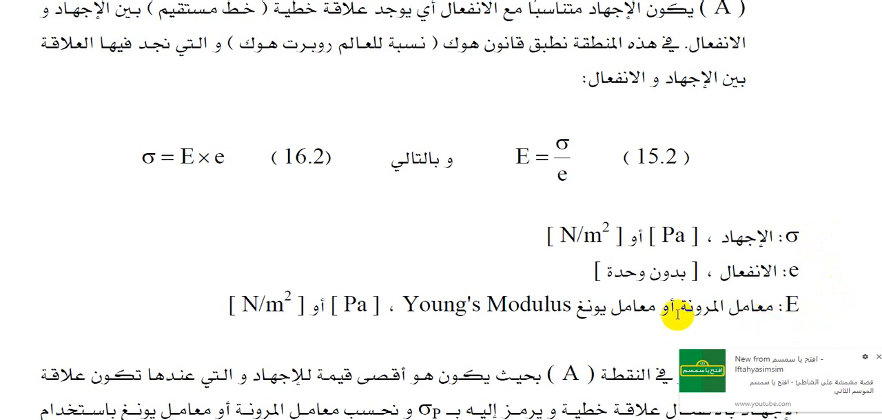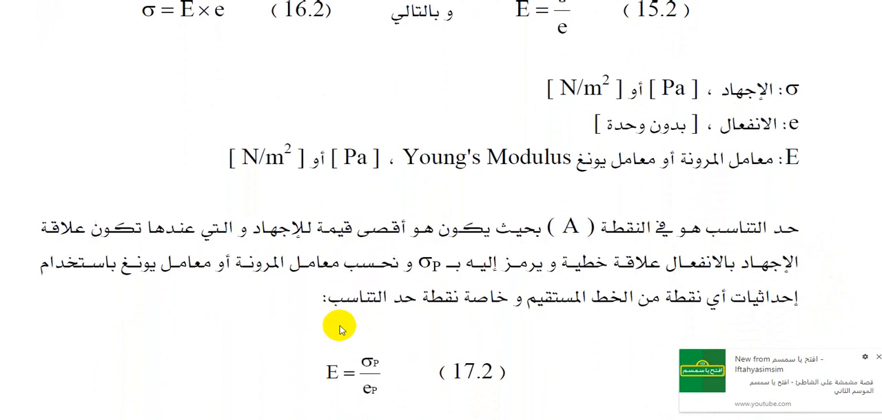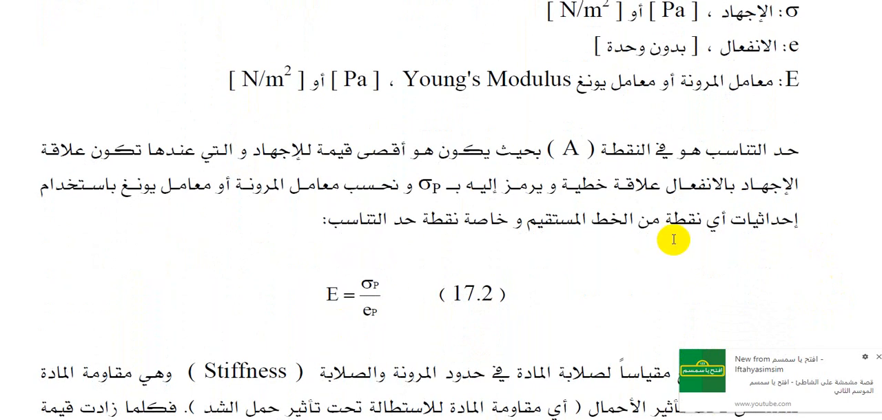E, the elastic modulus, or the Young modulus as indicated, is measured in Pascal or Newton per meter squared. The proportionality limit is at point A, where the maximum stress value lies, where the maximum stress is gauged.